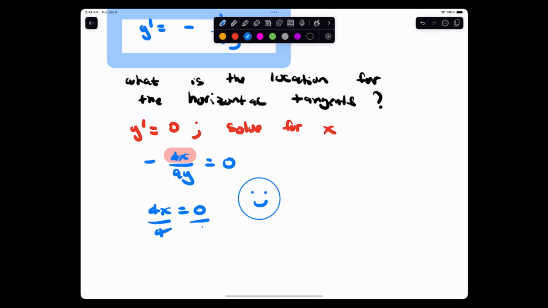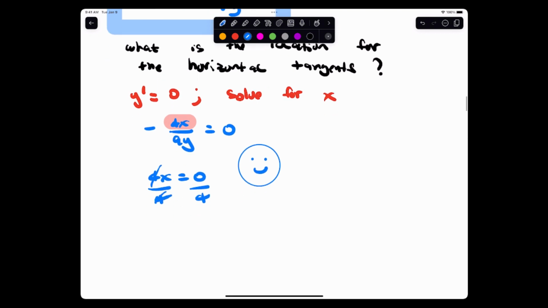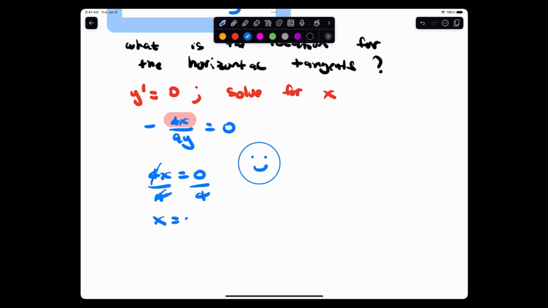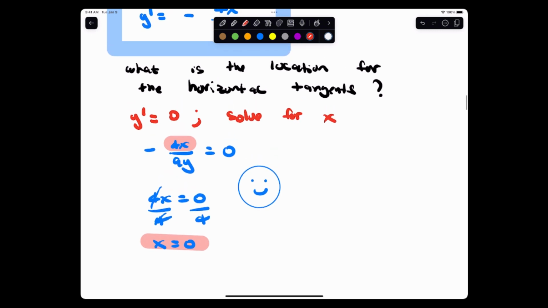Divide both sides by 4. What's 0 divided by 4? X is what? 0. X is what number? 0. You go, what do you mean? That's not a location. That's a value of x.